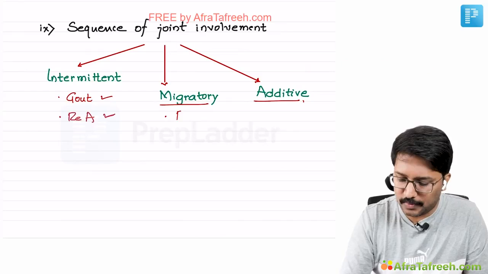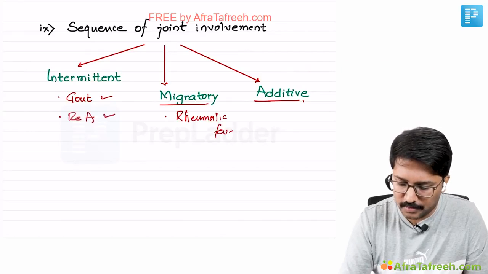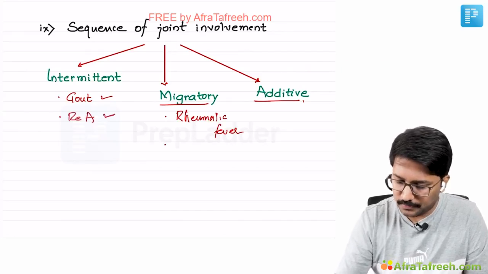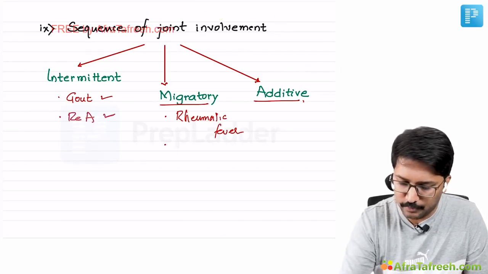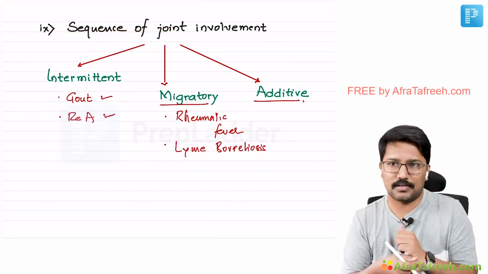A classical example for migratory is rheumatic fever. We are all aware about it, right? Rheumatic fever. But then you should also remember, apart from rheumatic fever, even Lyme borreliosis can present with a similar picture, right? Lyme borreliosis or Lyme disease can also have migratory polyarthritis, right?